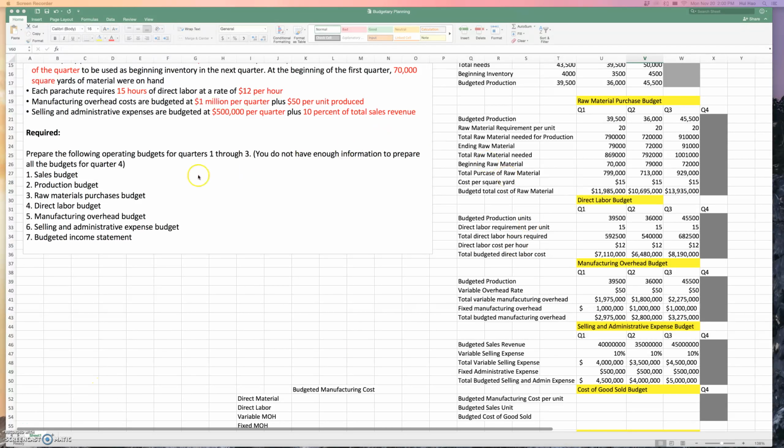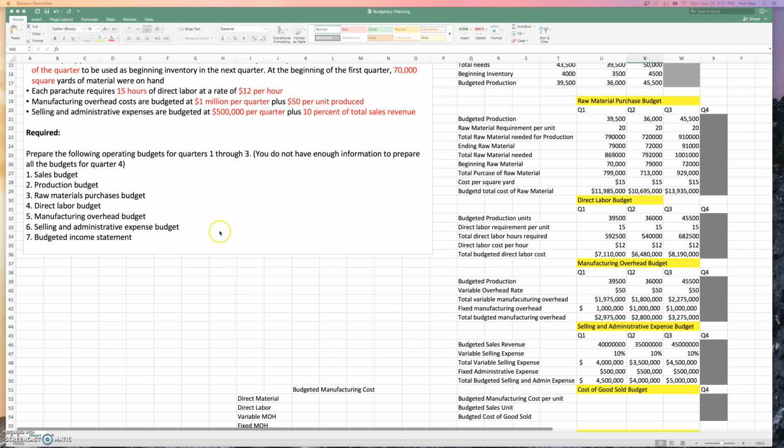After we prepare the sales budget and we have an idea of how much we are going to sell for each quarter, and we also did the production budget to know how many units we need to produce for each quarter, and based on the production requirement, we know how much material it will cost us to purchase and how much labor we need to pay, and also we know how much overhead we need to apply for the production units.